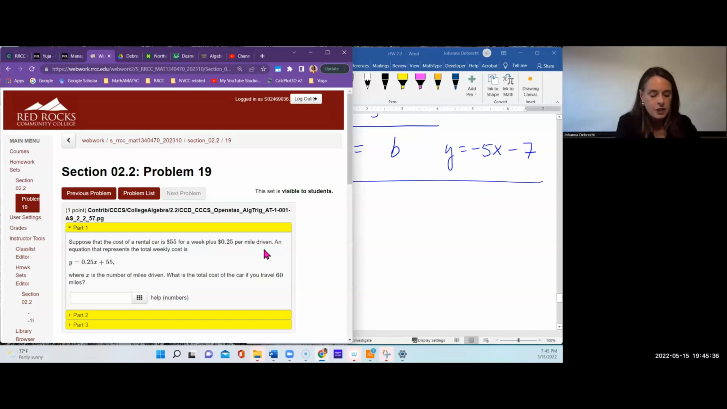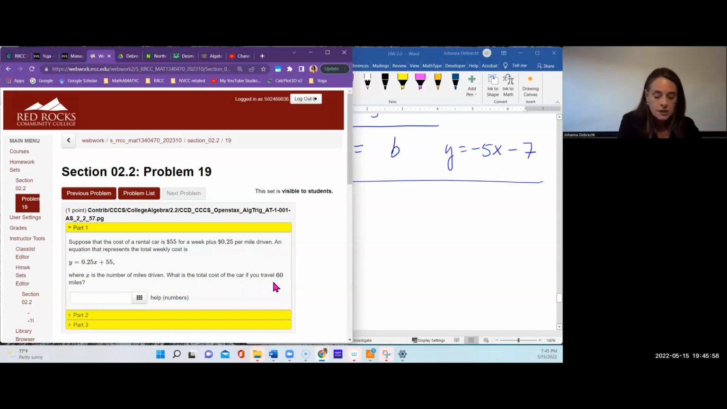So your equation to represent the total weekly cost is y equals 0.25x plus 55. You take the 0.25, the price per mile, and multiply by the number of miles, which is x. That added to the 55 to get the keys will give you the total cost.